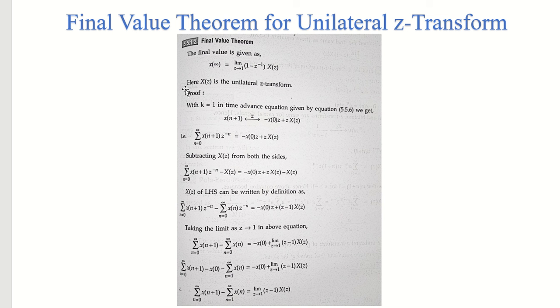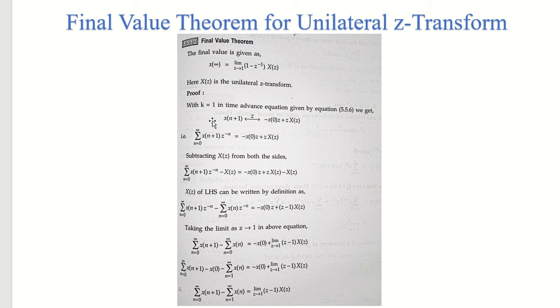Now let's see what will happen when we try to find the Z transform of this value, infinity. So when we take k equals 1 in the time advance equation, you can write the formula which we saw in the time shift this way. I'm not talking about the minus operation we took earlier; we can take the plus operation as well. So you can write it this way: when you take the Z transform of x of n plus 1, it will be minus x of 0 into z plus x of z into z.